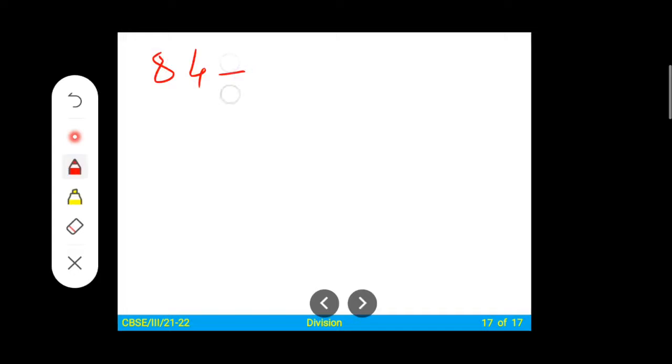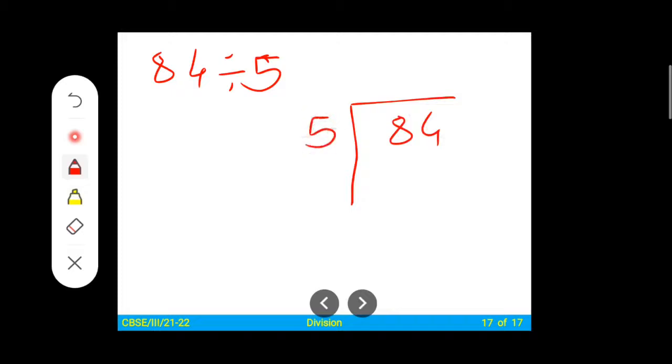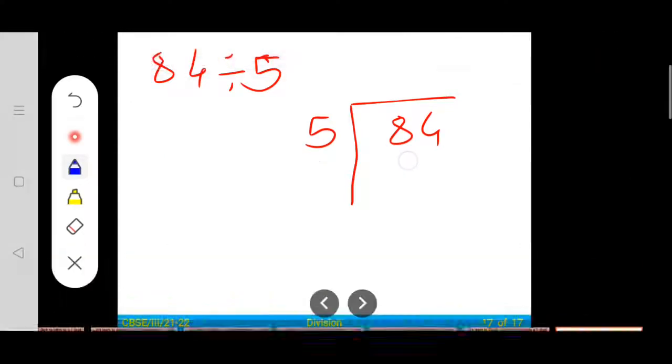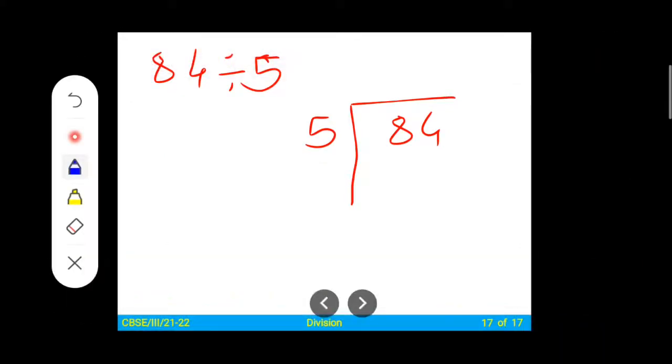84 divided by 5. 84 divided by 5. So firstly arrange it. 84 and 5 will be here. Right? Now I am going to divide it. So 5 here and here is 8. So 8 is larger than the 5, so we can divide 1 digit first.